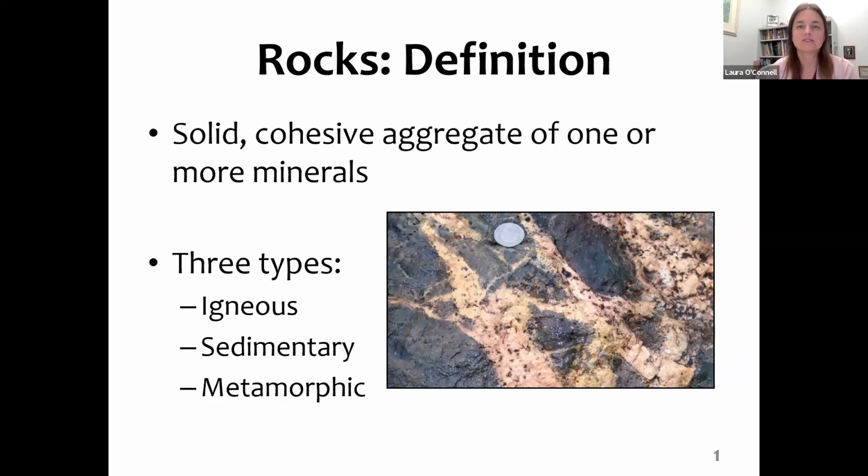Hi, I'm just doing a short video on the rock cycle. I know we can't always be together, so this will be for those times when we can't be. So here is an example of a rock.